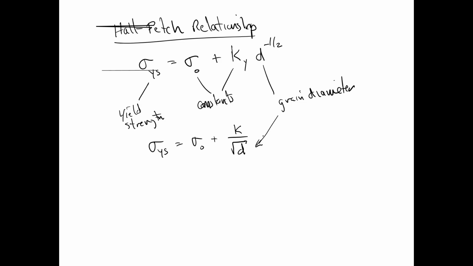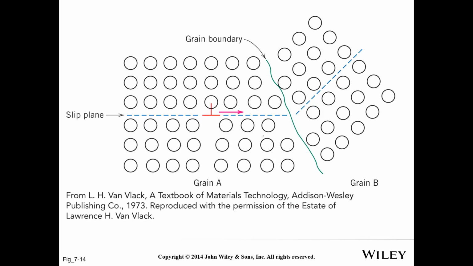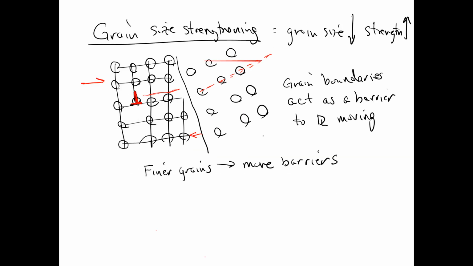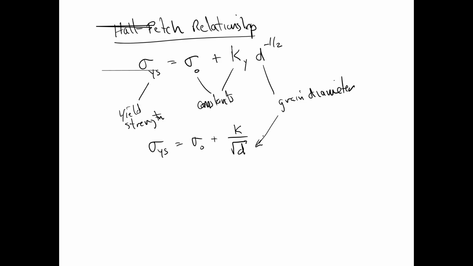So let's take a look at a couple figures from your book. Here's this figure that we talked about: a dislocation moving on a slip plane, and it gets stuck at a grain boundary. And if we go back to this equation for the Hall-Petch relationship, if we plot the yield strength versus 1 over the square root of the grain diameter, we get a linear relationship.